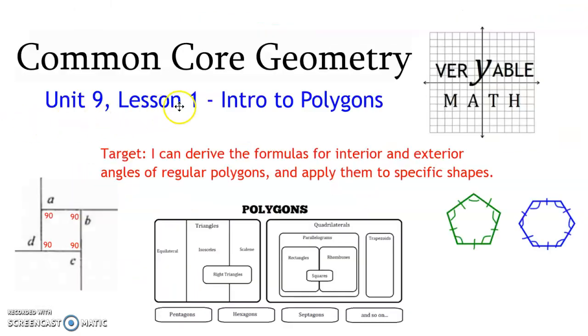All right, that was the first lesson in Unit 9, the Polygons unit. This was about intro to polygons. Hopefully we hit this target. We derived the formulas for interior and exterior angles of regular polygons, and then we applied them to specific shapes. Your task right now is to take a look at the problem set from this lesson and try to answer these questions. If you are all done with that problem set, you can check your answers on another YouTube video that I've recorded. It says Unit 9, Lesson 1 on it, so it should not be too difficult to find. All right, students, good luck studying.